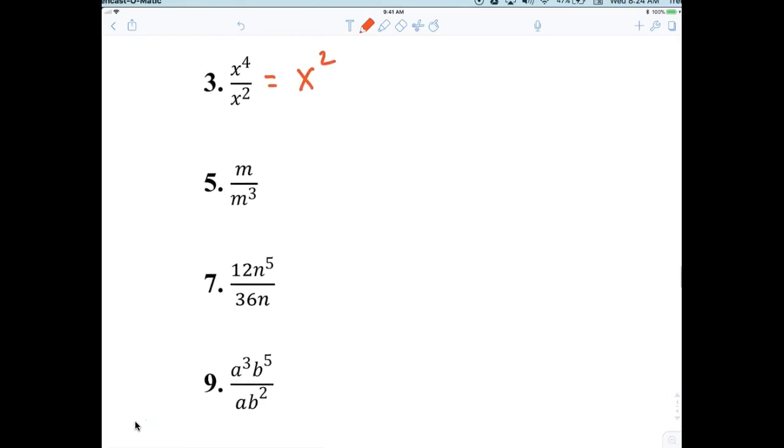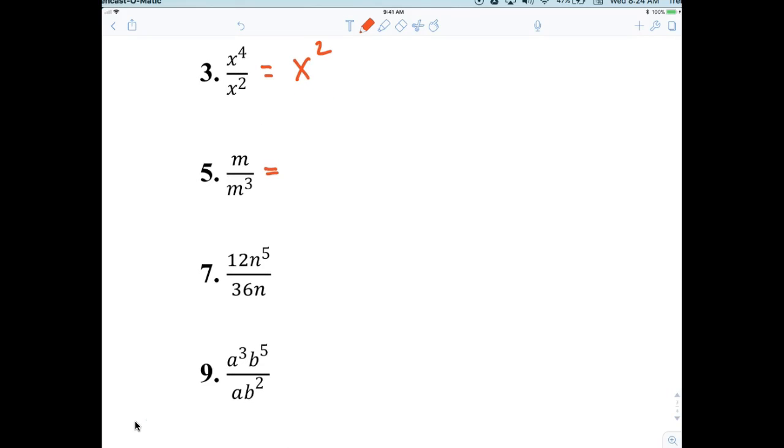Now, here's where it's a good question. M over m cubed is... Now, we don't ever write negative exponents for now. So if you wrote m to the negative 2, that would be okay, but I prefer that you not see it like that. I prefer that you say there's 1 m on top and 3 on the bottom. Therefore, you're left with 1 over m squared. Okay? 1 over m squared.